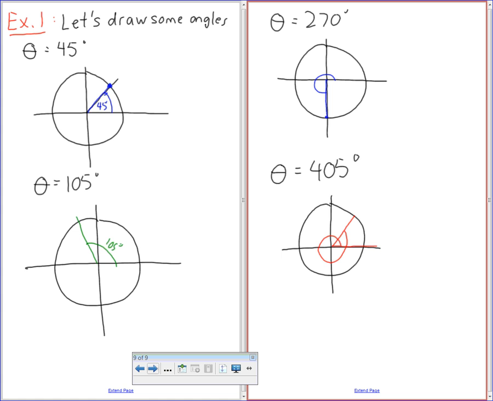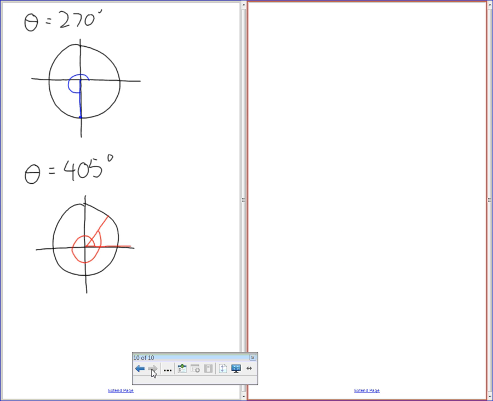All right. And to finish up, our last one, we're going to say theta equals negative 30 degrees. Someone want to guess where negative 30 degrees is going to be? Yeah, go ahead. In the bottom right. Bottom right, good. Okay. So it's just going to be measured like that. Right, positive angles will go counterclockwise, and negative will go clockwise. Good? All right.